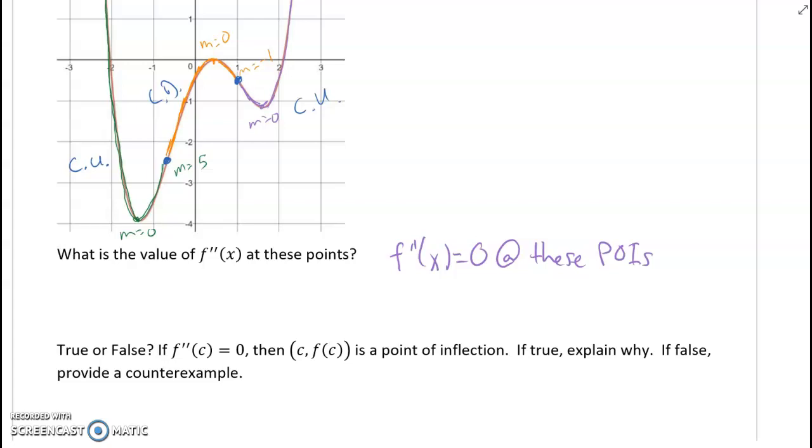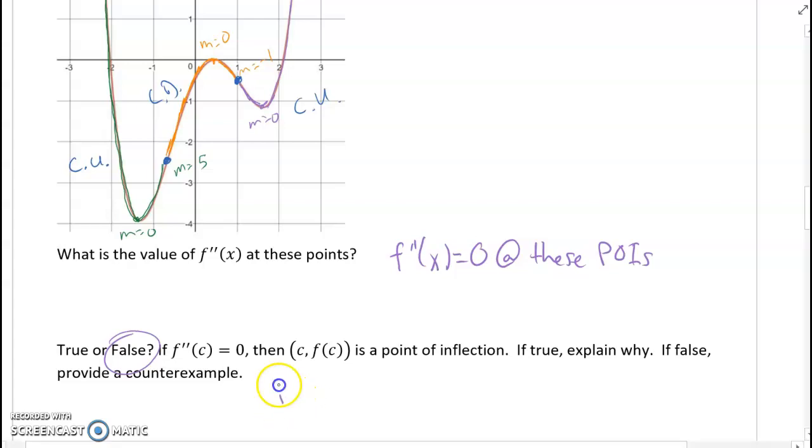So after we've thought about this for a minute, hopefully we realize that this is a false statement, same as with the first derivative values, right? If we're checking a first derivative value, we set that equal to 0. That doesn't guarantee that that's a point where the first derivative changes signs. Same thing with the second derivative. Just because the second derivative equals 0 doesn't guarantee that it changes signs.